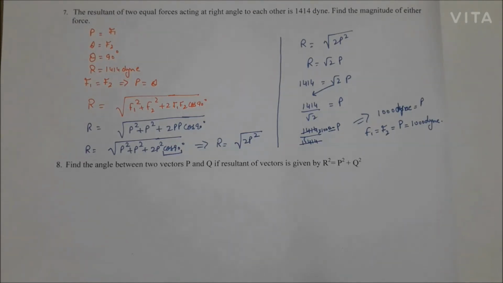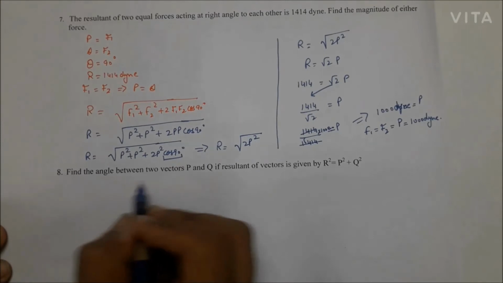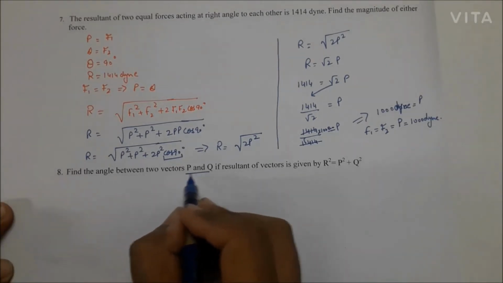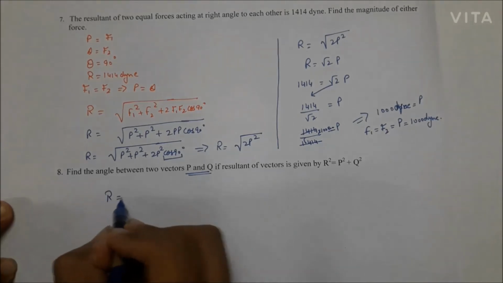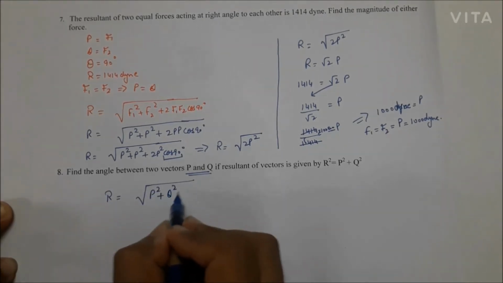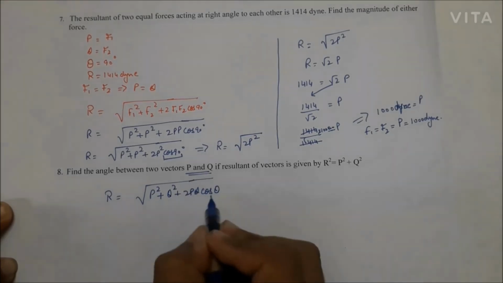The question says find the angle between two vectors P and Q if the resultant vector is given by R square is equal to P square plus Q square. Just see, it is a simple question. P and Q are two vectors, right? So what is the resultant of these two vectors? It is simply given by P square plus Q square plus 2PQ cos theta. You have to find out the value of this theta.